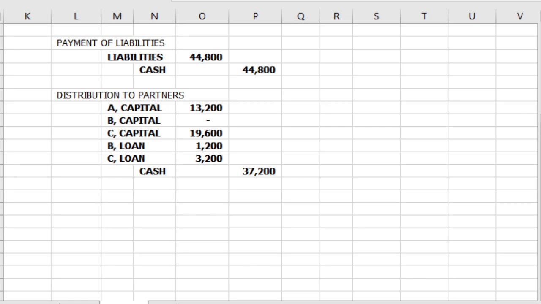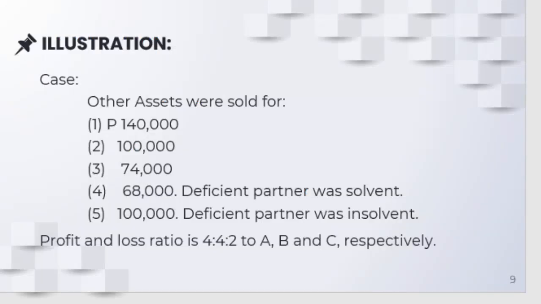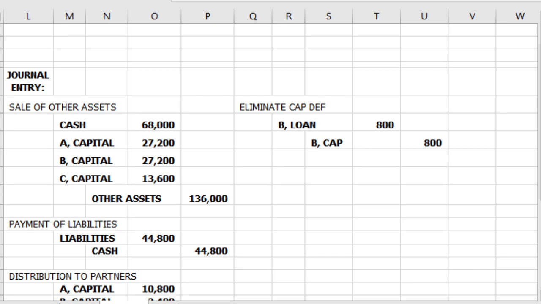Next, proceed na tayo sa next case. So next case is other assets were sold for 68,000, assuming that the deficient partner was solvent. Okay, so plot na natin agad. So again, nabenta natin yung non-cash assets or other assets at 68,000 pesos.